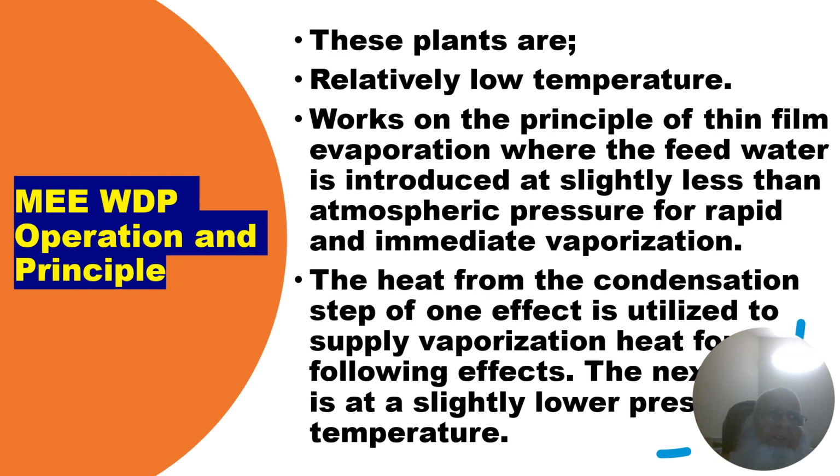This slide shows multiple effect evaporators, water desalination plants, operation and principle. These plants are relatively low temperature and work on the principle of thin film evaporation, where the feed water is introduced at slightly less than atmospheric pressure for rapid and immediate vaporization. The heat from the condensation step of one effect is utilized to supply vaporization heat for the following effects. The next effect is at slightly lower pressure and temperature.